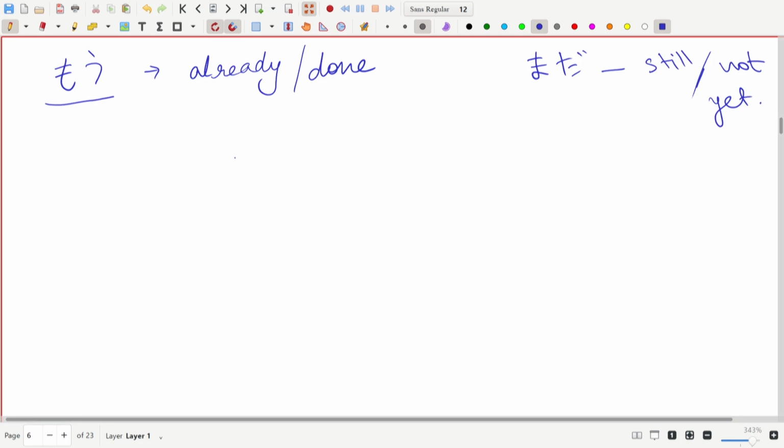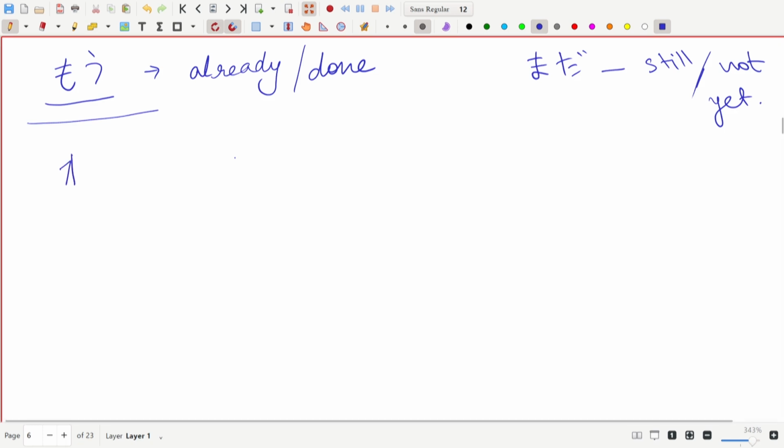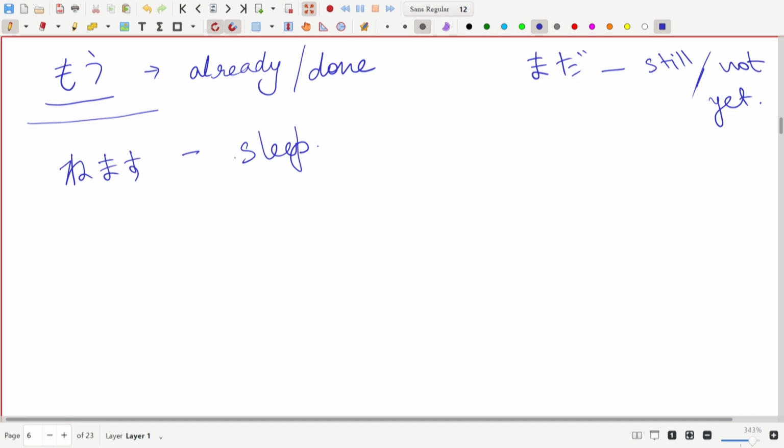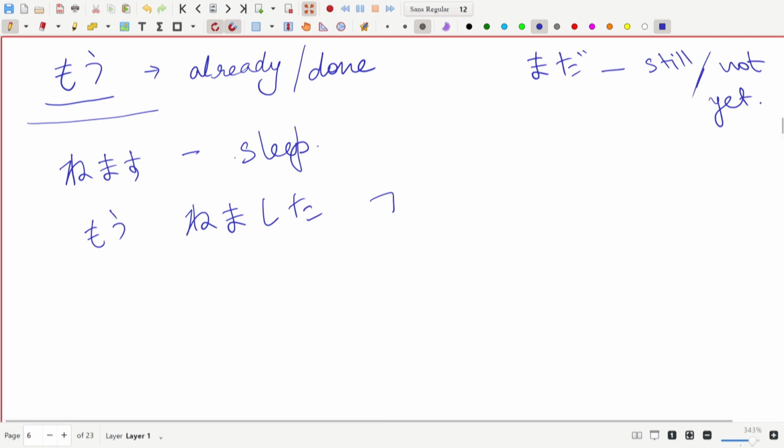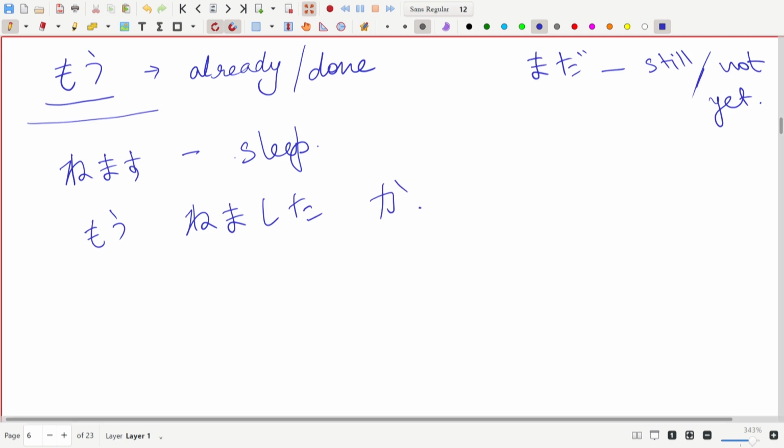So suppose we put a question using mo. If you want to say "Mo nemashita ka?", have you slept? Nemas is to sleep. If I want to ask my friend, "Mo nemashita ka?", it would mean, have you slept, or has someone slept? I can't ask the person only. Nemashita ka, maybe a child. Okay, so "Mo kodomo wa nemashita ka?"